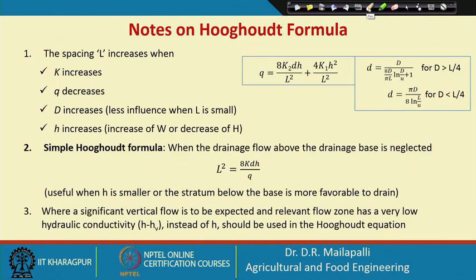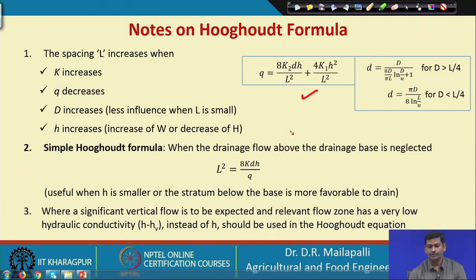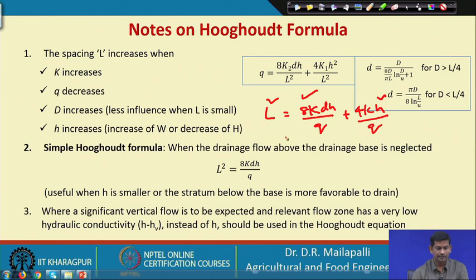So, there are some notes on the Hooghoudt formula. If you observe the formula, Q is equal to 8 k2 d h by L square plus 4 k1 h square by L square. For the spacing L, you can write the same thing like this: L square is equal to 8 k d h by q plus 4 k h square by q. Okay. So, when do you expect L to be increased?